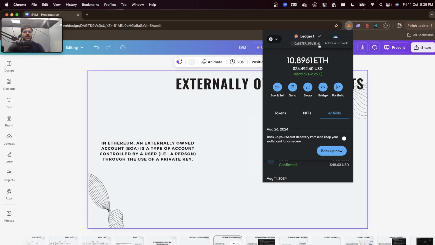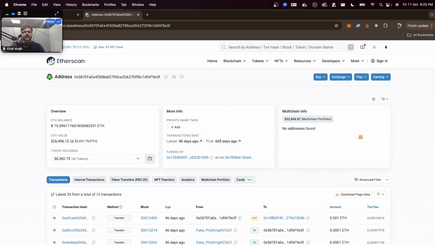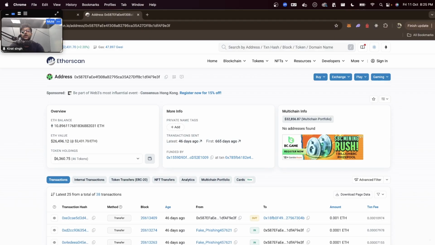If I look at this address on Etherscan, which is the link over here, Etherscan is very similar to SolScan in Solana that we saw, or explorer.solana.com. It lets you explore various accounts. The account that we are exploring has a public key, and we can see it has this much Ethereum in it. This is an externally owned account.